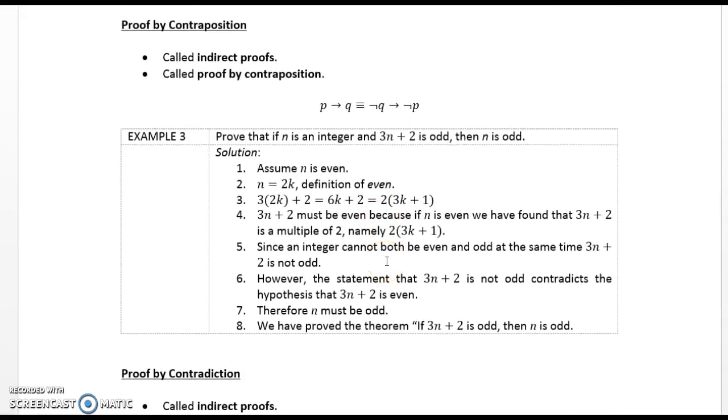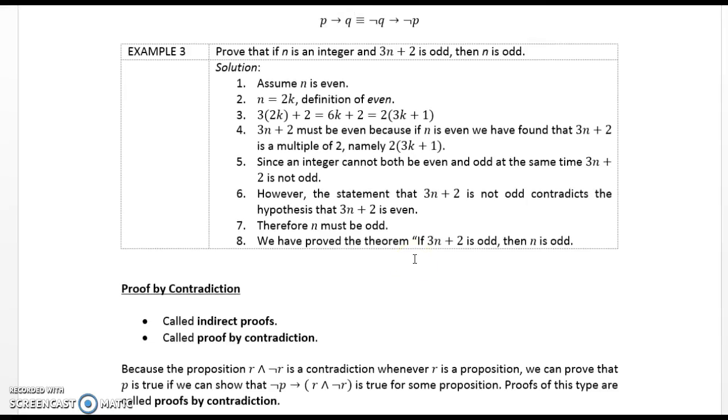Proof by contraposition, one of the indirect proofs. The essence of a contrapositive proof is that P implies Q is equivalent to not Q implies not P. Example 3. Prove that if n is an integer and 3n plus 2 is odd, then n is odd.